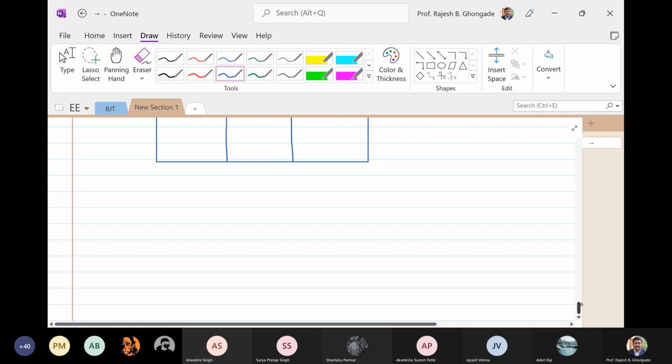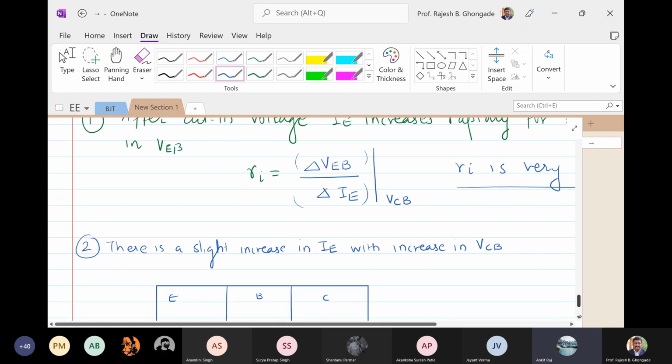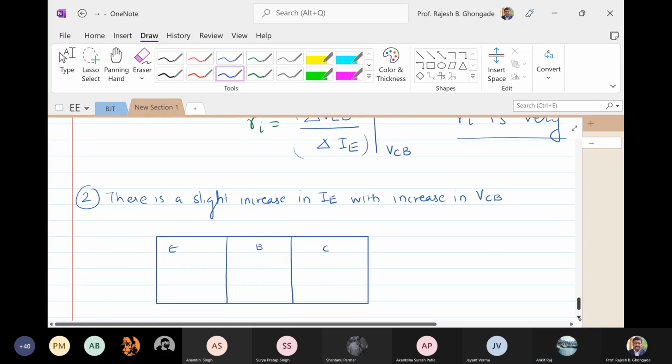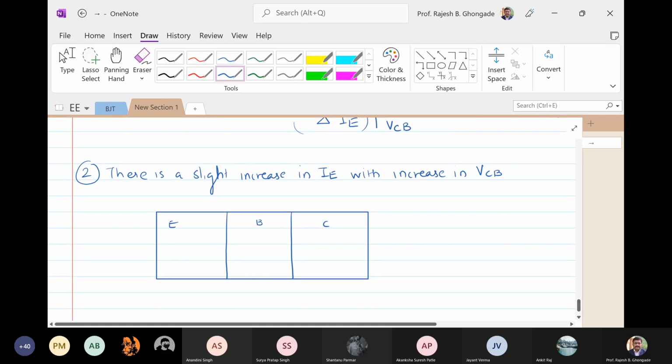What is VCB? You are applying voltage. सर, एक्चुअली हमारे नेक्स्ट क्लास का टाइम स्टार्ट हो रहा है. अरे भाई नेक्स्ट क्लास भी मैं ही ले रहा हूं. यस सर.